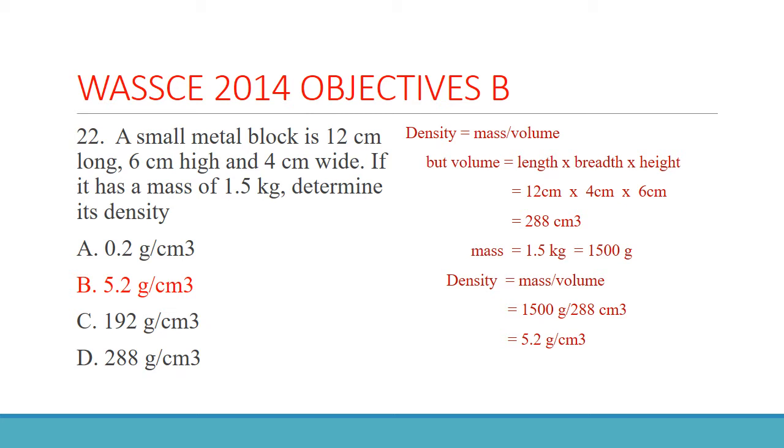The units must always go together. If it's gram, it has to go with centimeter. So in the question, if they've given you kilogram, and the other side is centimeter, you have to change one. You have to change the kilogram to gram, or you change the centimeter to meter, so that the meter goes with the kilogram. Okay, so that gives you 5.2 grams per cm³.